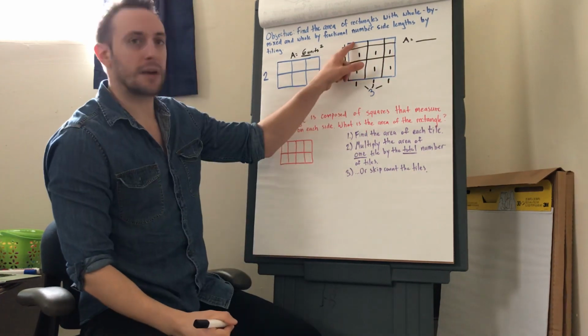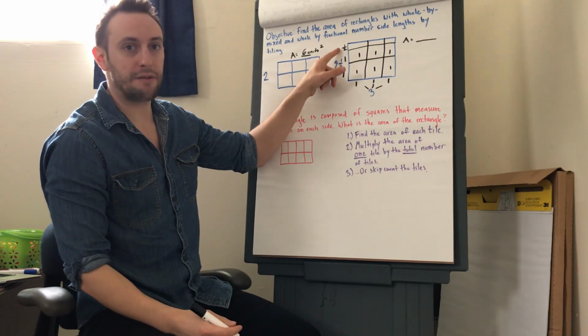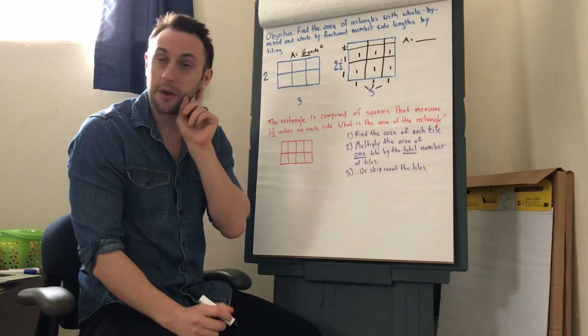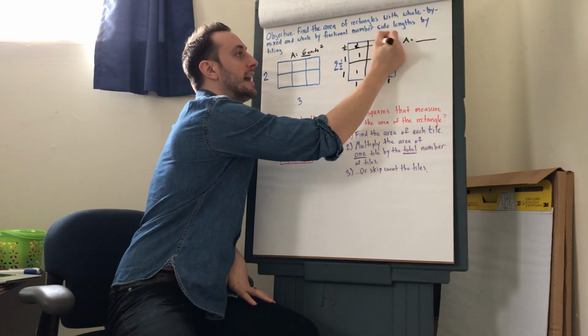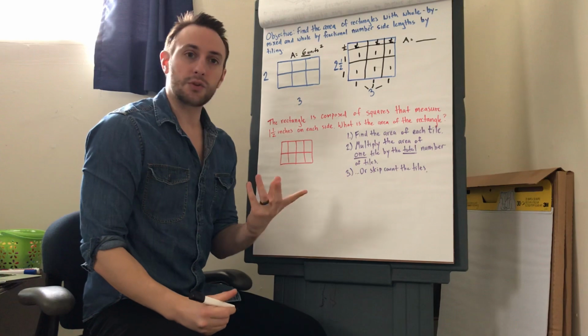So now up here we have to do the length and the width. The length is 1/2. The width is 1. So 1 times 1/2, mental math, is 1/2. And then 1/2, and then 1/2.